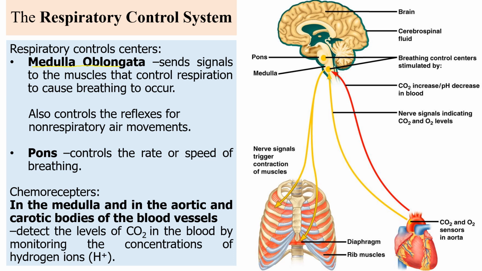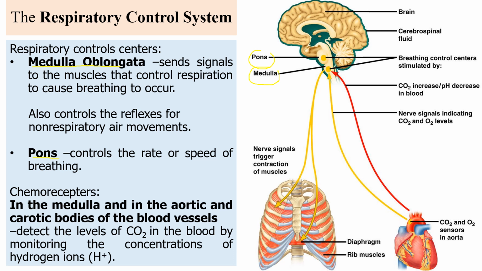functions by sending signals to the muscles that control respiration to cause breathing to occur, and also controls the reflexes for non-respiratory air movements, such as sneezing, coughing, vomiting, etc. While the pons, which is located underneath the medulla, controls the rate or speed of the breathing. So this is the medulla, this is the pons.